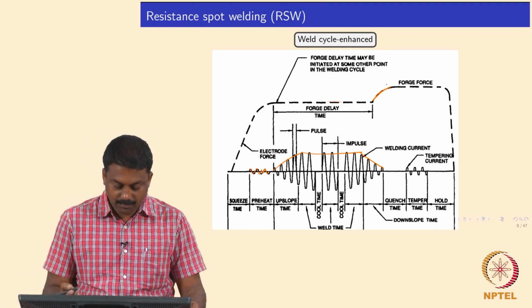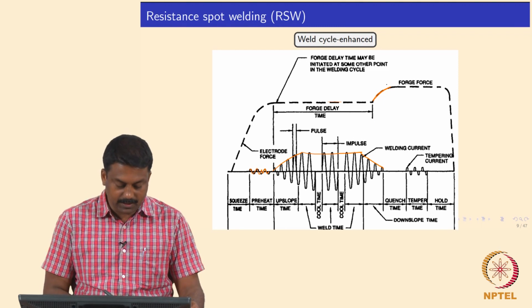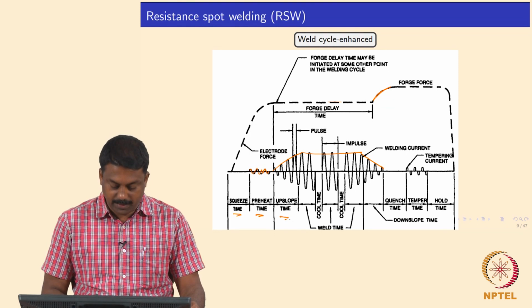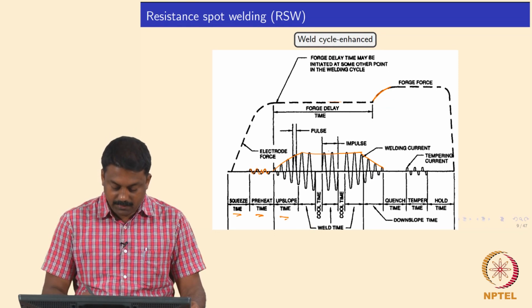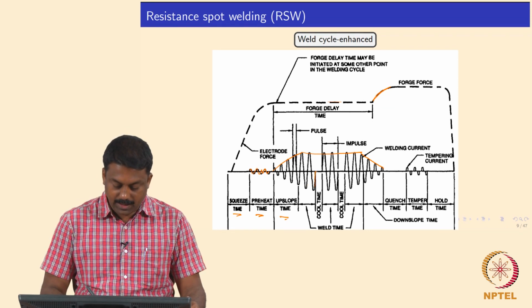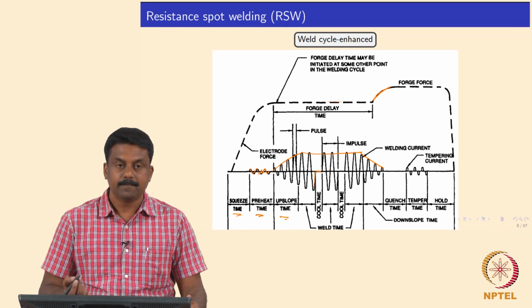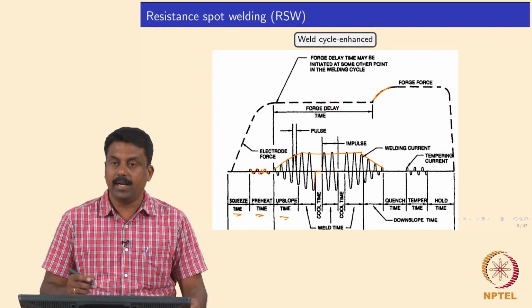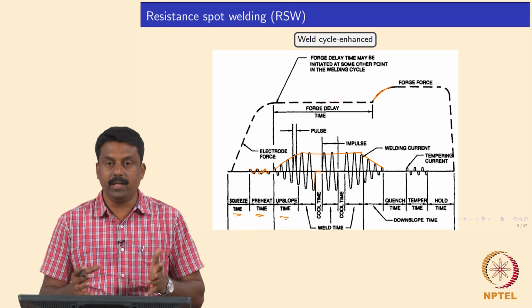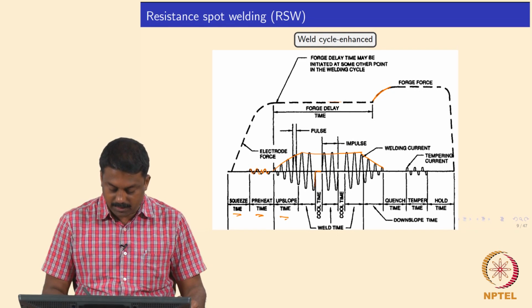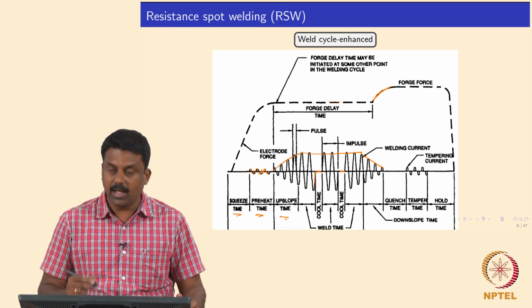It is clear. So, in an enhanced thermal cycle, you have a squeeze time and then a preheating time and the upslope time and then actual welding time. And in this welding time also, we can have an in-between cooling time. So, that is also possible. You may also introduce an intermediate cooling, so that you do not really increase the cooling rate significantly, and then subsequently you can also change the cooling rate.